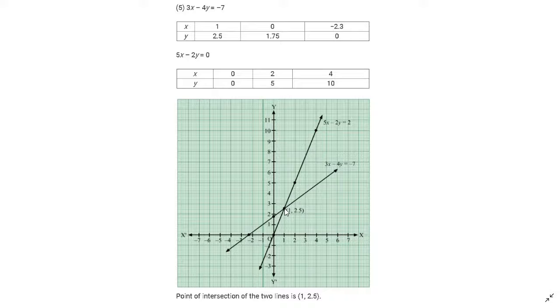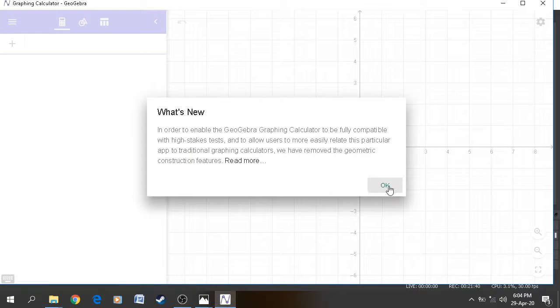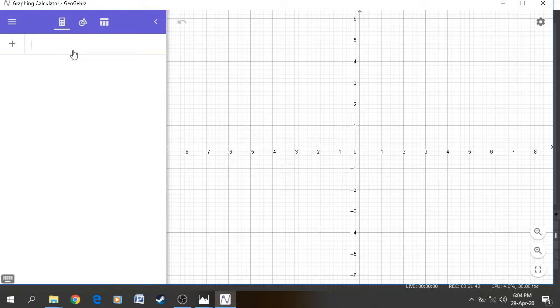So this is the point. X is 1 and y is 2.5. 2.5 is right in the middle of 2 and 3. Then x is 0 and y is 1.75. Y is 1.75. Okay, we will draw this by our graphic calculator. Let's see what these equations are. We will come to know exactly how it is calculated.